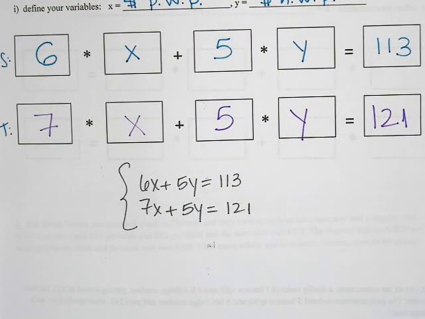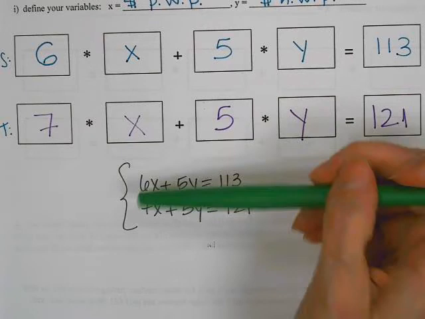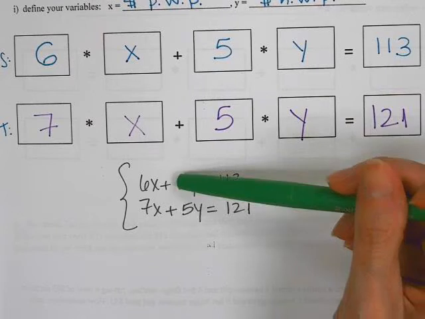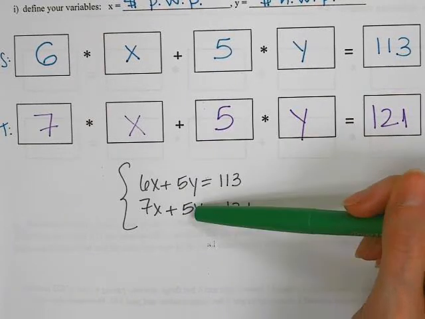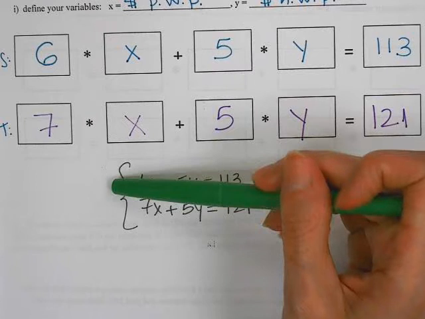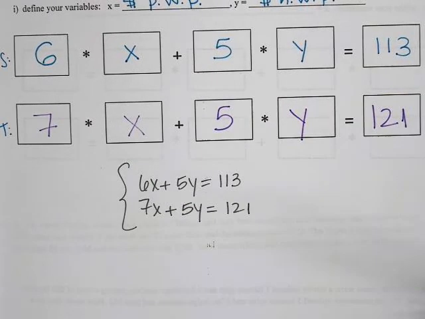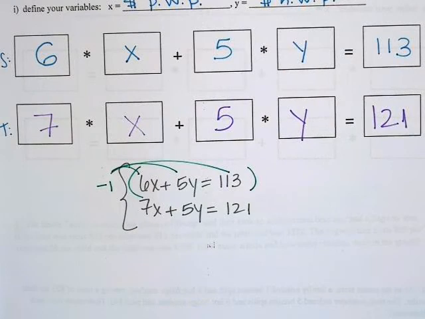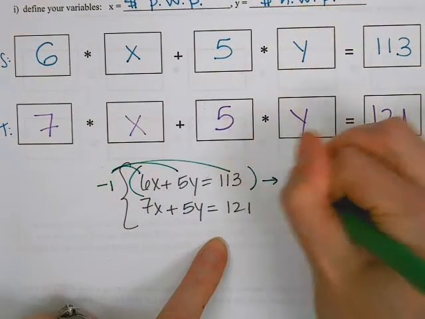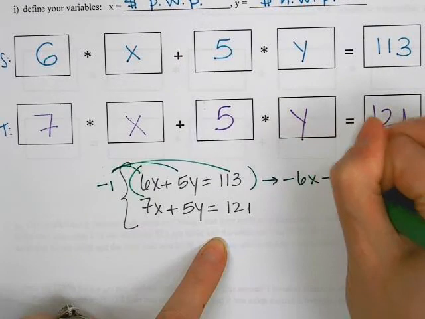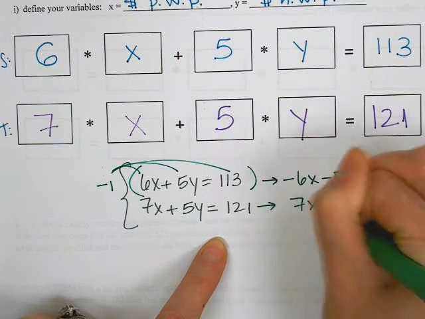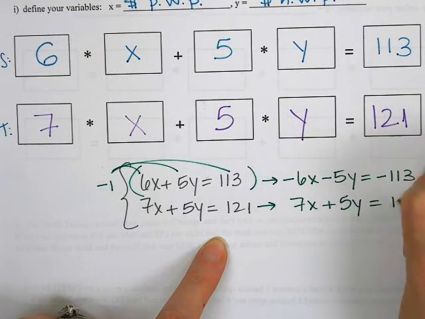So a couple things here. I would do elimination. You could do the swap trick where you do a 7 and a 6 and make one of them negative. To me, I like this. These are both 5s. If only we could multiply by a -1, then we can get a -5 to cancel with a +5. So your choice. I'm going to go that route where I multiply the top by -1. So this becomes -6x, -5y, -113. And this one I can actually keep the same. 7x plus 5y equals 121.